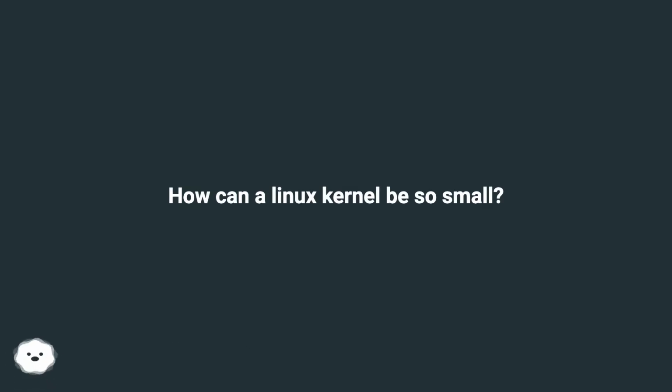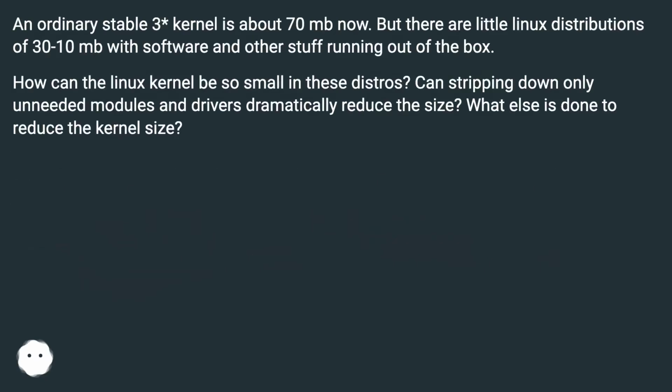How can a Linux kernel be so small? An ordinary stable 3 kernel is about 70 MB now. But there are little Linux distributions of 30 to 10 MB with software and other stuff running out of the box. How can the Linux kernel be so small in these distros? Can stripping down only unneeded modules and drivers dramatically reduce the size? What else is done to reduce the kernel size?